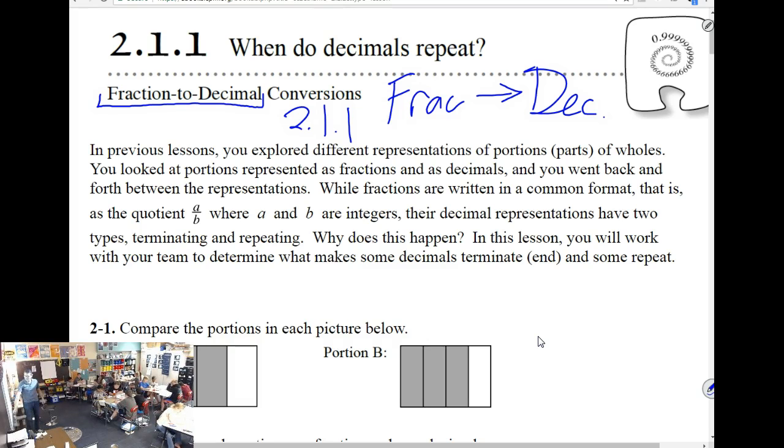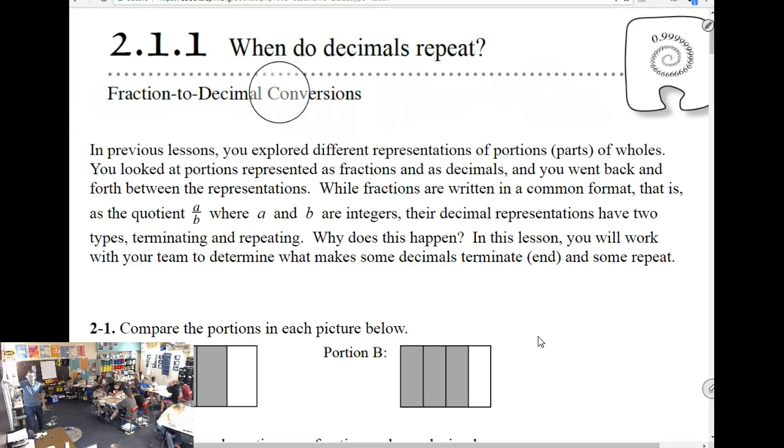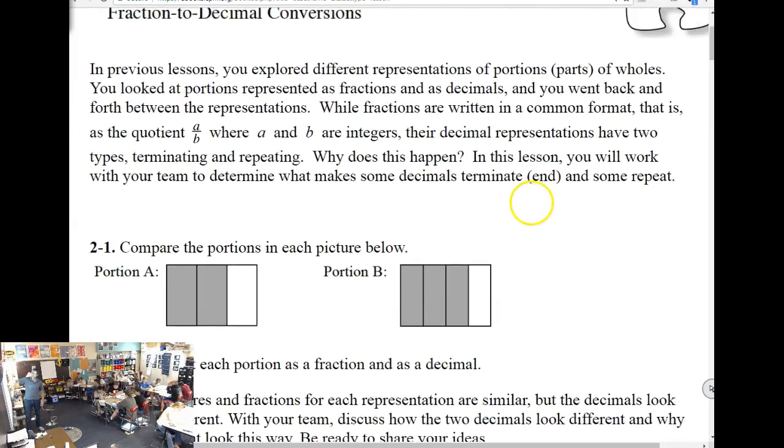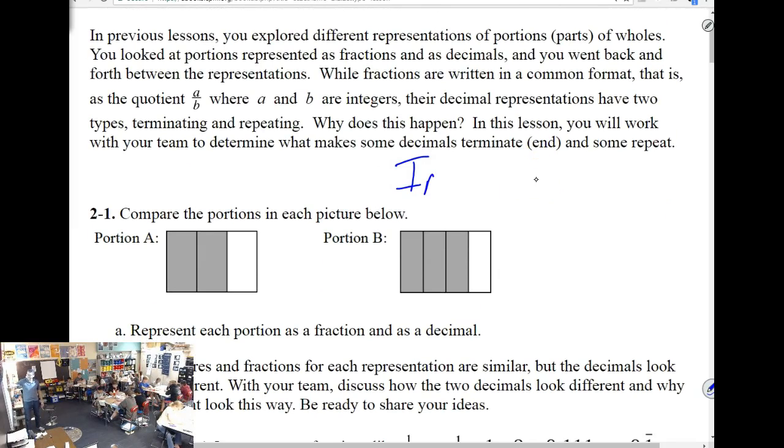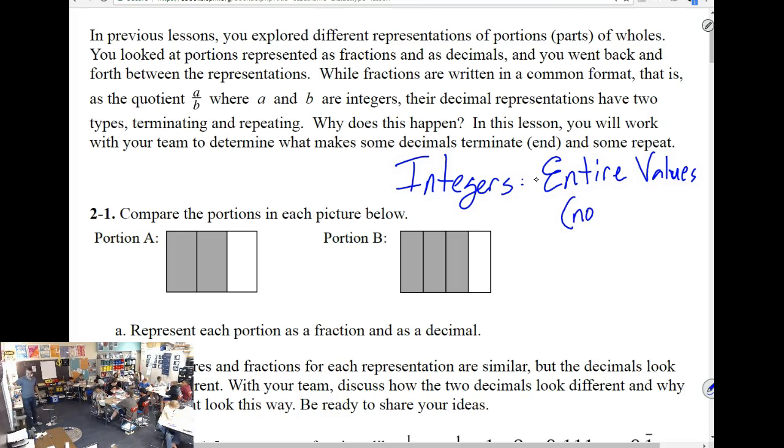All right, integers. So we need to put in our notes, please, integers. I-N-T-E-G-E-R-S. I'm going to give you the real easy definition. Entire values. That's it. That's what integers are. Entire values. Hang on just a second. So what that means is no partials, no fractions. So you don't put a fraction in a fraction, and no decimals.